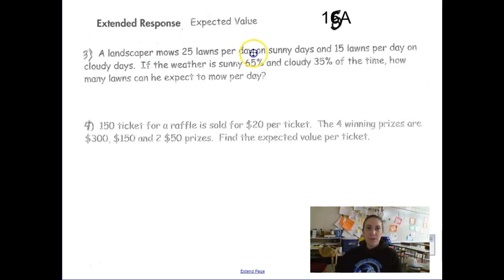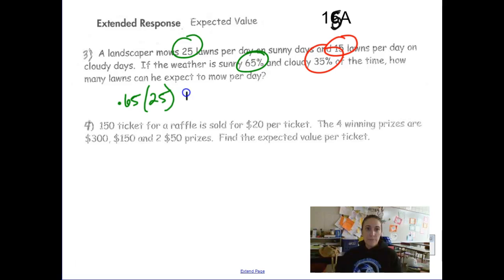All right, a landscaper mows 25 lawns per day on sunny days and 15 lawns per day on cloudy days. If the weather is sunny 65% of the time and cloudy 35% of the time, how many lawns can this person expect to mow? So it's not a monetary expected value, it's how many they can expect to work. There is a 65% chance that it will be sunny, meaning they will mow 25 lawns. But the other outcome is a 35% chance that it's cloudy, and they expect to only get 15 lawns on a cloudy day.